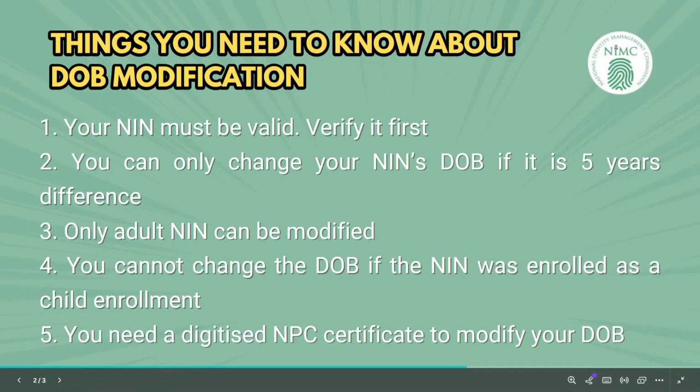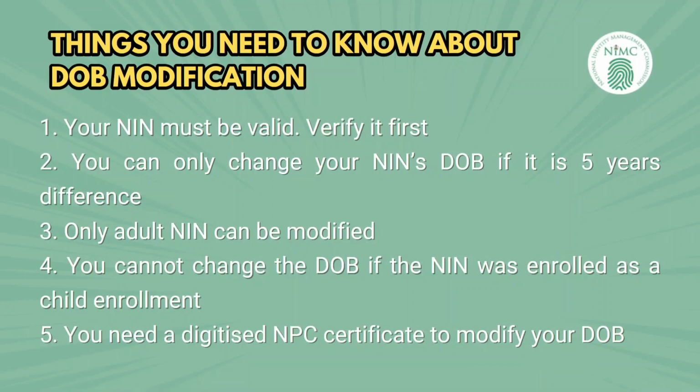Number two, you can only change the date of birth on your NIN if it is a 5 years difference. Only 5 years difference, either 5 years higher or 5 years lower. If you intend to change your date of birth and the difference between your current date of birth and the new date of birth you want to change to is more than 5 years, this is not going to work. So bear this in mind.